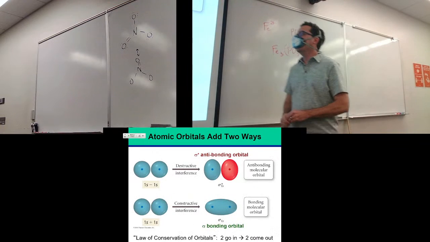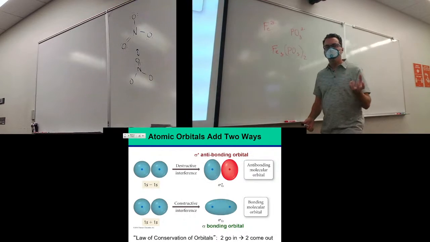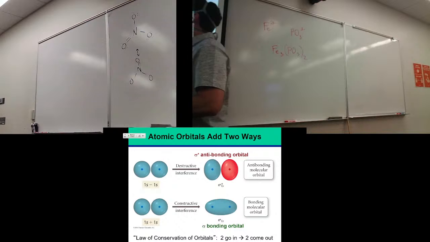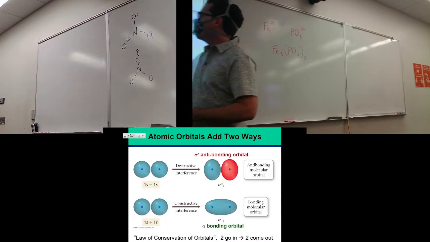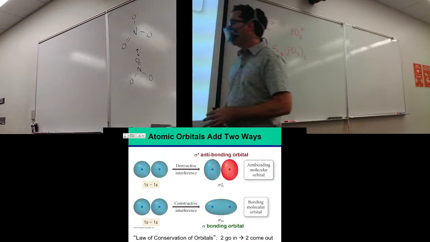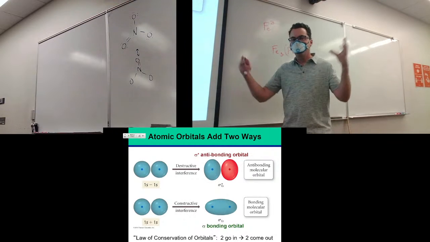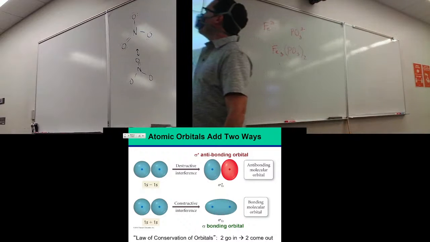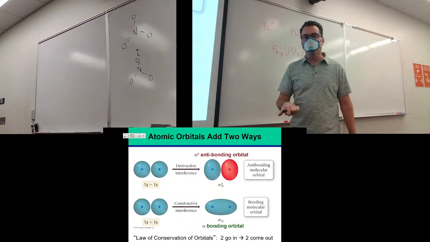So what happens when you mix two atomic orbitals, in this case, if I take a 1s from one hydrogen and the 1s from another hydrogen atom, those two atomic orbitals will mix together in two ways. They'll either constructively interfere and make what's known as a bonding molecular orbital, because now they've combined together, it's an orbital for the molecule, or they'll destructively interfere and they will make an anti-bonding molecular orbital.